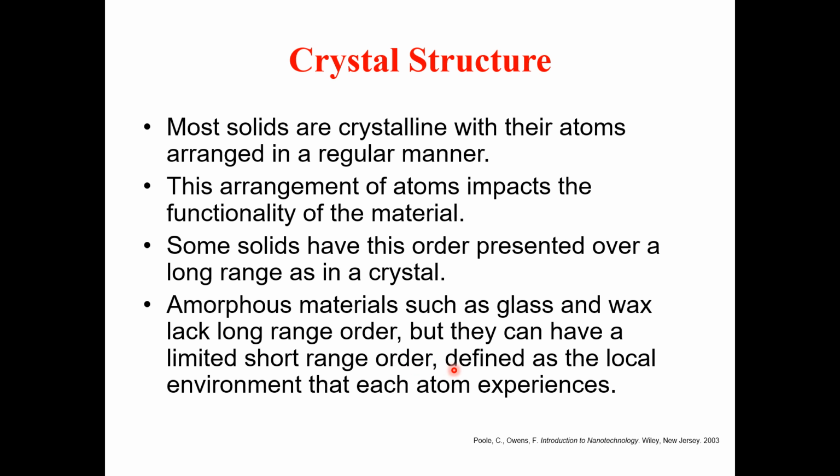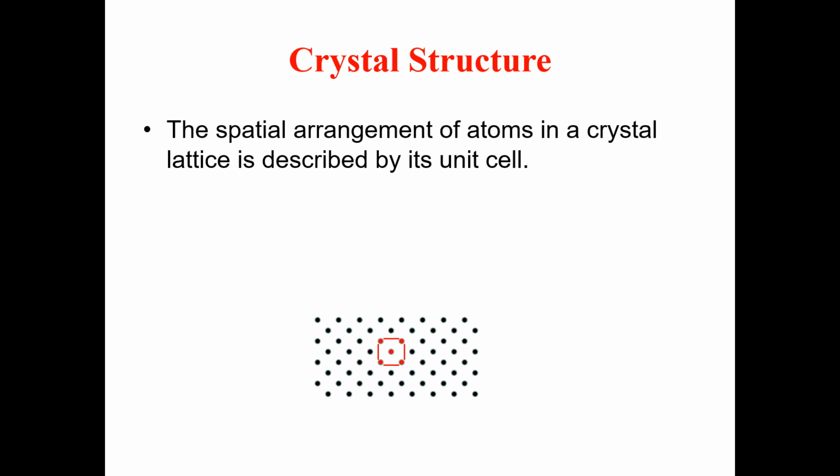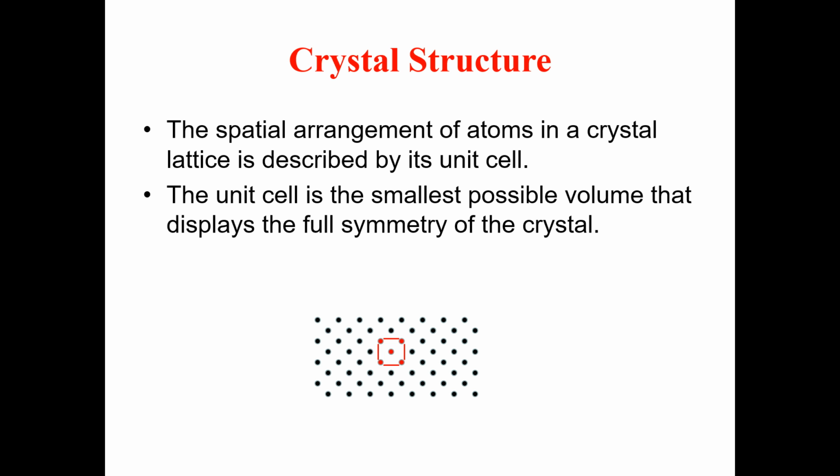So we define them by the local environment that each atom experiences. Amorphous materials are the ones which have order at a very small scale, very minute order, as compared to crystalline material. In a crystalline material, we have a long range of atoms arranged in a regular pattern, and this arrangement significantly alters the properties of the material. The spatial arrangement of the atoms in a crystal lattice is described by its unit cell.